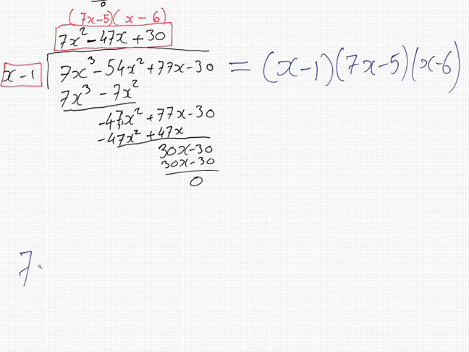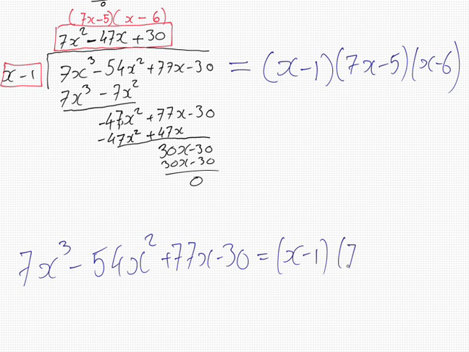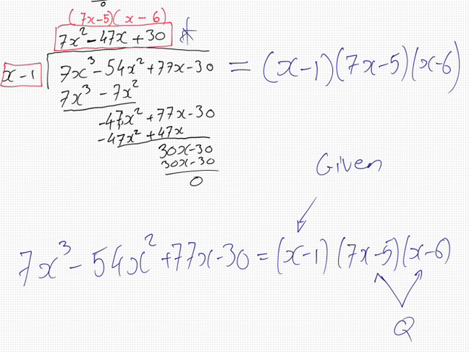Okay, so I'll write it down here. 7x cubed minus 54x squared plus 77x minus 30. That has three factors. The first one I got, and the other two I got from the, what's the name of this here? Quotient. So the first one I was given, and then these two I get from the quotient. And this only works if the remainder is 0. But the remainder should be 0 because we are told that x minus 1 is a factor.